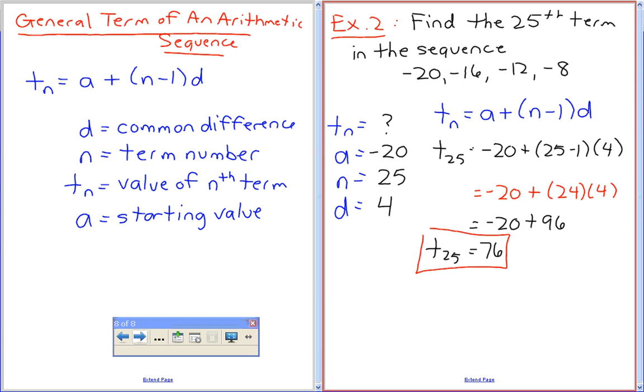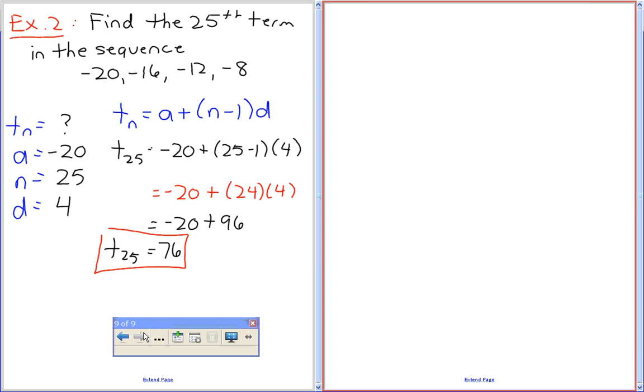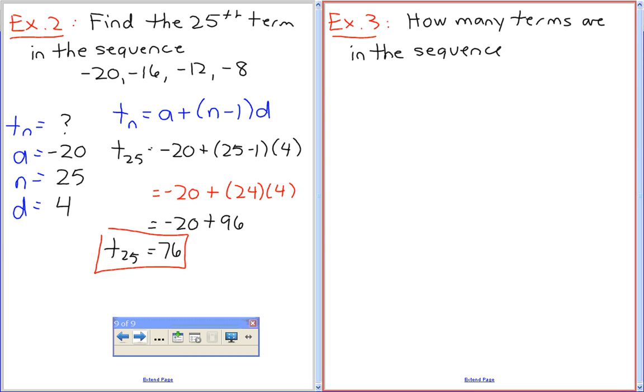I'm going to pause this and move on to my next. Actually, I'll write the example on the board, then I'll pause it, then I'll tell my joke. I want you guys to try this one for me, please. Example 3 just says, how many terms are there in the sequence? 2, 9, 16, dot dot dot, 163. I'm going to hit pause and tell a joke.